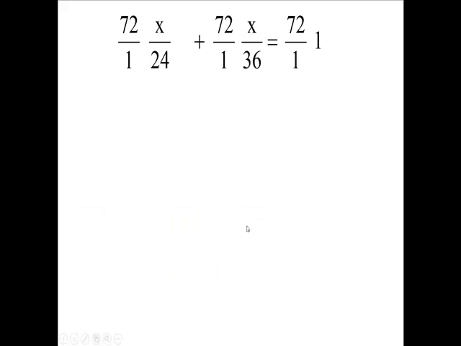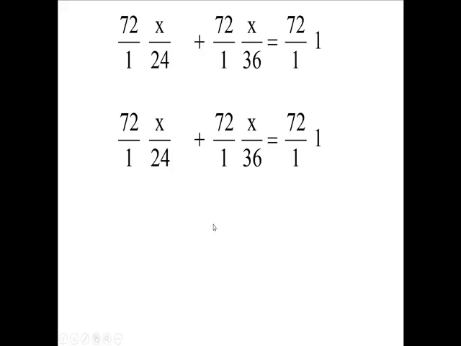Copy it down again. And now we can cancel these two, can't we? We can cancel this one and this one, can't we? Why? Because 24 goes into 72 3 times. 24 goes into 24 1 time. And then we're going to cancel these two. Divide both of these by what? 36? 36 into 72 is 2. 36 into 36 is 1. And this just gives you 72. That's just 72.